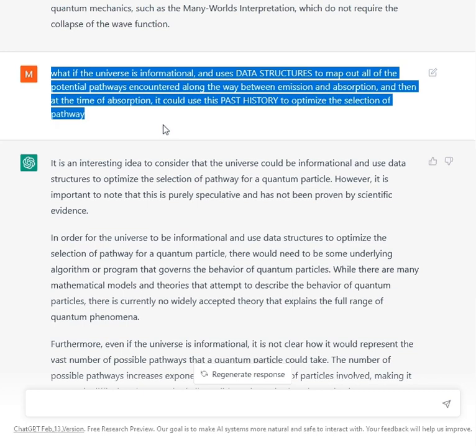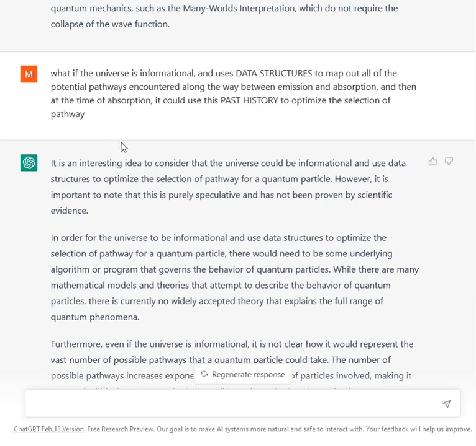It's not rocket science here, okay? What if the universe is information and uses data structures to map out all of the potential pathways encountered along the way between emission and absorption, and then, at the time of absorption, it could use this past history to optimize the selection of the actual pathway. I should have said actual pathway.